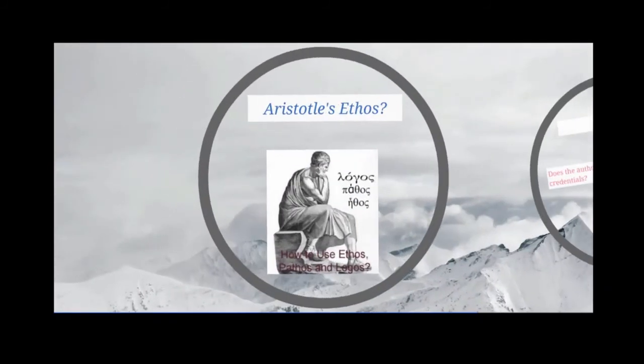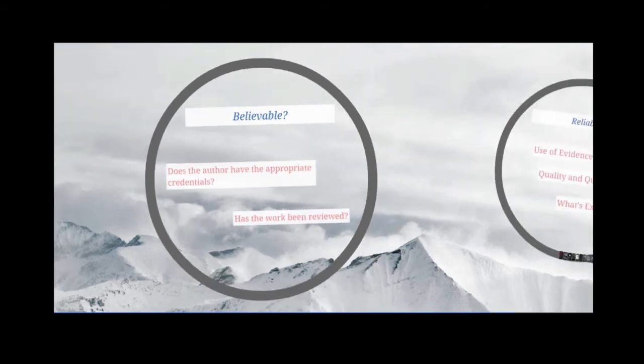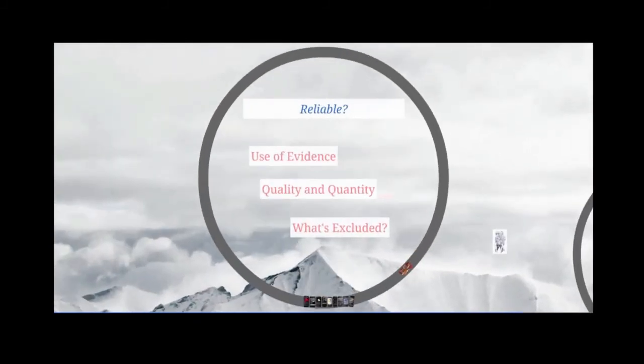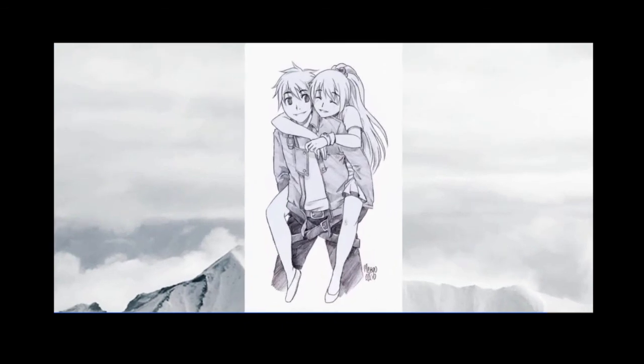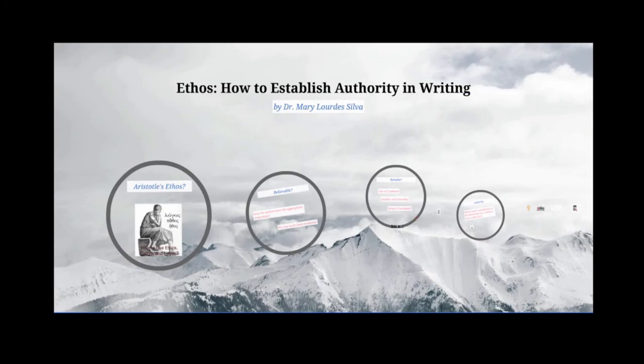Let's review briefly. When thinking about ethos, assess the believability of both the author, his or her credentials, and the authority of the publication source, as well as the believability and reliability of the work itself and the author's use of evidence. And when you're asked to write a paper on the same topic, rather than just piggybacking on someone else's thesis, ask yourself, what's your contribution to the discussion? What's your authority? This concludes my video on how to establish ethos in writing.